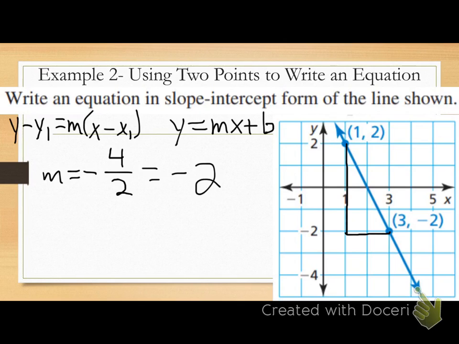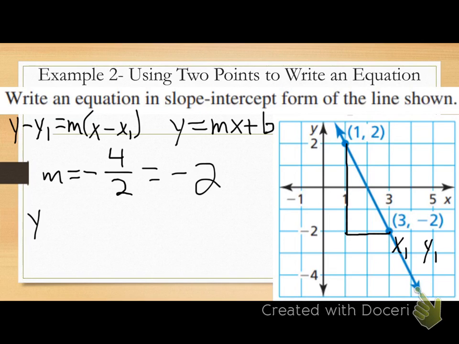Okay. Do I have my slope? Do I have my point? Let's plug into point slope form. Which point do you want to use? 3, negative 2? Y'all are the first class that's picked that one. Everyone wanted to stay away from the negatives. So 3 is going to be my x1. Negative 2 is going to be my y1 for point slope form.